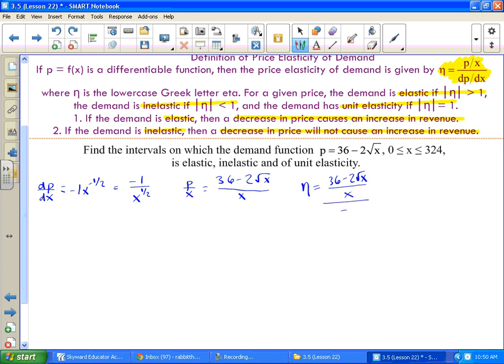And if you divide by negative 1 over square root of x, that's the same as multiplying by what? Square root of x over negative 1. And it doesn't matter which one the negative gets paired with. So I'm going to get rid of this denominator. Does everyone see where that went? So instead of dividing, multiply by the reciprocal. Okay, can I clean this up a little bit? If I distribute this square root of x through, I would get 36 square root of x minus what? 2x over negative x.